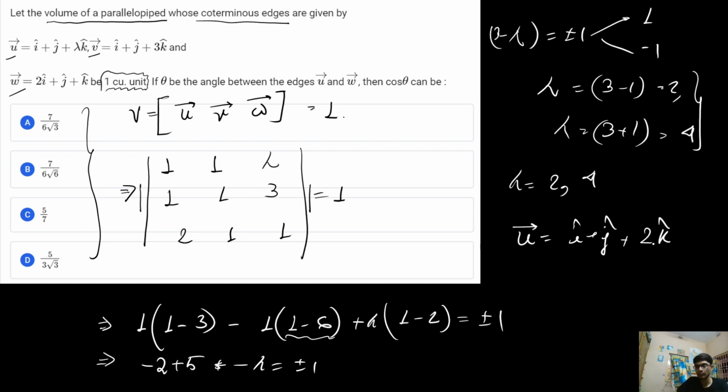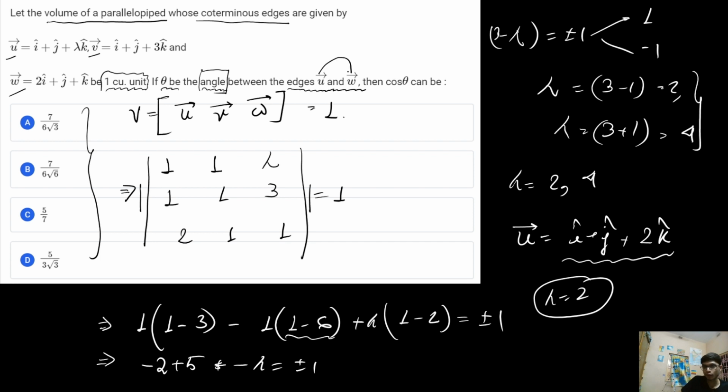If i cap plus j cap plus 2 times k cap is the value for lambda equal to 2, now if I take lambda equal to 2 and try to compute the other result that the question is actually asking: if theta is the angle, and wherever the question talks about an angle, that means we have to compute the dot product. If it is talking about the angle between the edges u vector and w vector, that means I have to take the dot product of these two vectors and compute cos theta.